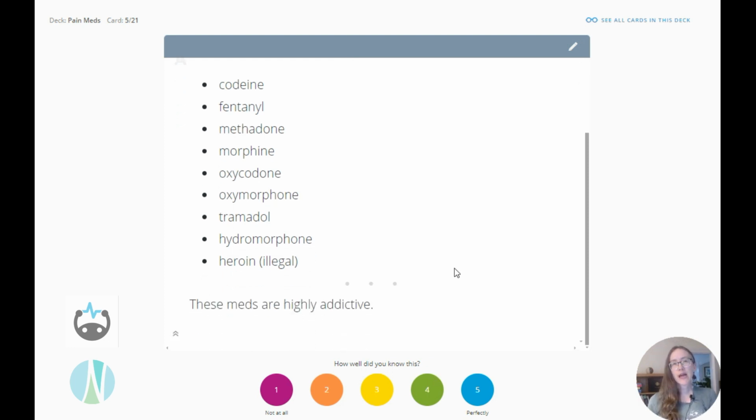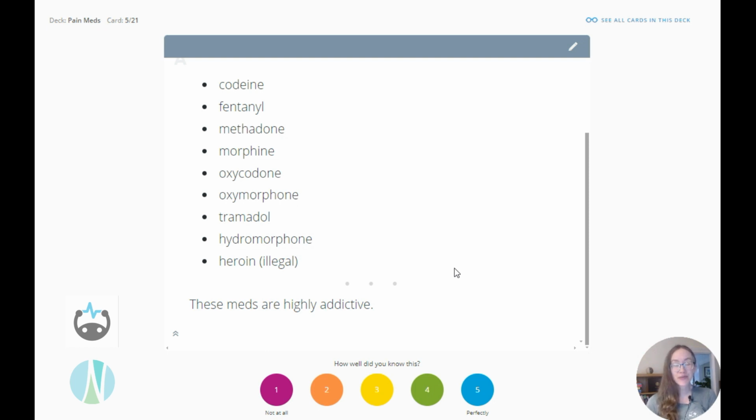These meds are really highly addictive, and we know about the opioid crisis that's been going on, and so doctors are more reluctant to prescribe these, so they may not always prescribe these after a surgery unless they're absolutely necessary.